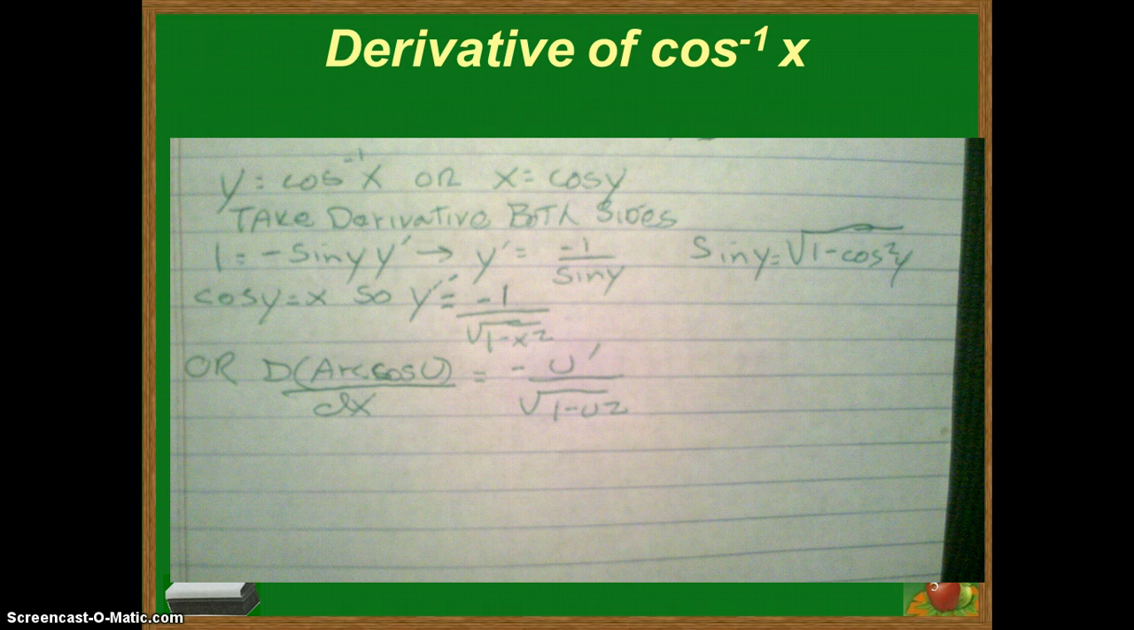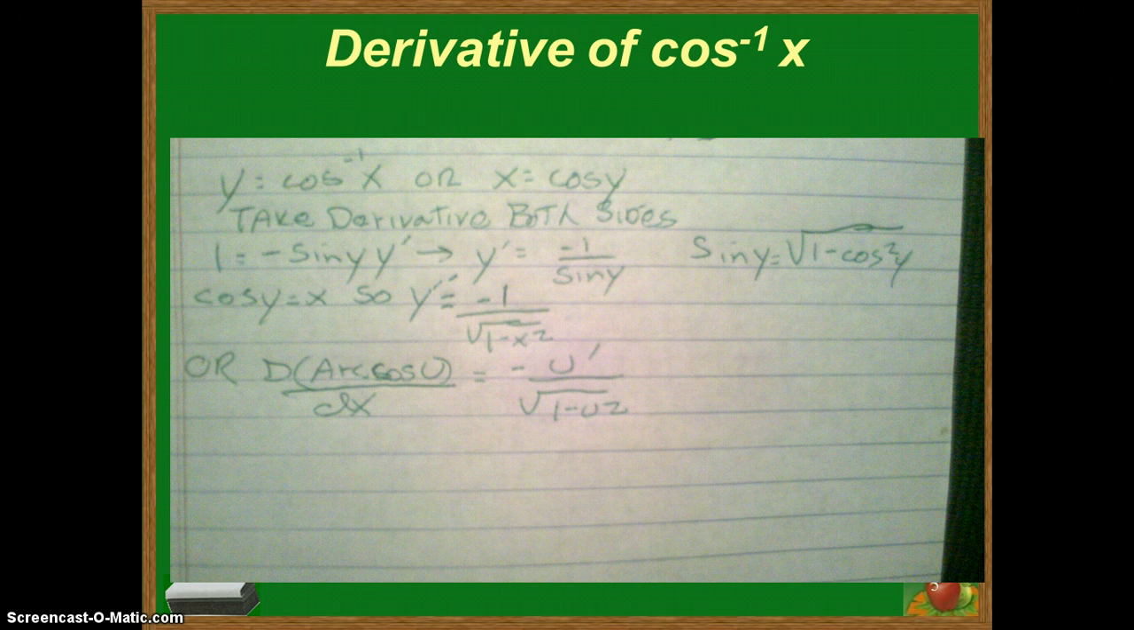Same procedure. If y equals arc cosine of x, that is the same thing as x equals the cosine of y. Take the derivative of both sides. 1 would equal negative sine of y times y prime. Y prime would equal negative 1 over sine of y. Sine of y, using our trigonometric identity of sine squared plus cosine squared equals 1, would equal square root of 1 minus cosine squared of y. But remember, the cosine of y was equal to x. So substituting that in, I get y prime equals negative 1 over the square root of 1 minus x squared.